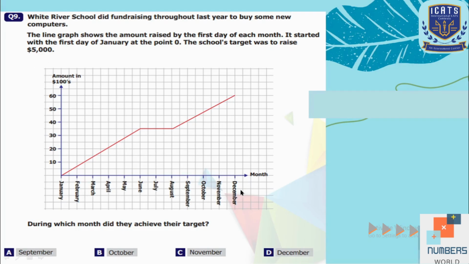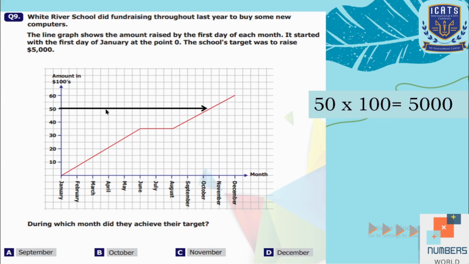So here, first of all, we will see our x-axis and y-axis. The horizontal line is the x-axis and months are mentioned on it. And the y-axis is written vertically. So if we see, the amount is written over here in $100. So whatever number is there, we are going to multiply it by 100. So 50 multiplied by 100 is equal to $5,000, which was the target of the school. So here it is 50.